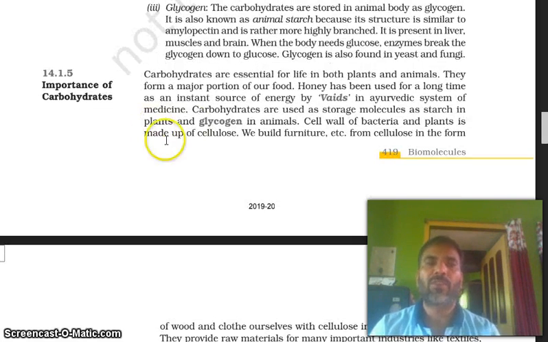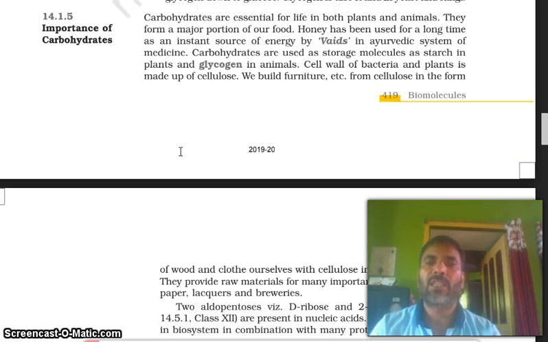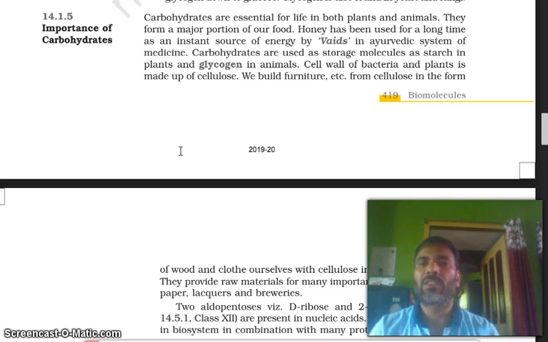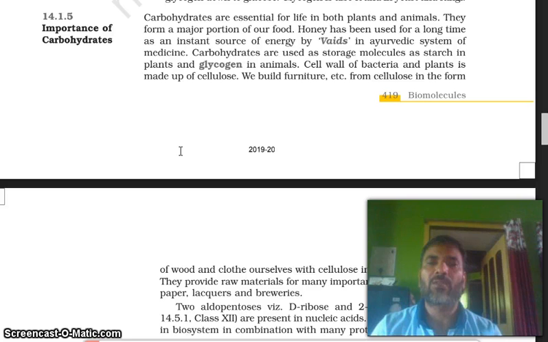So, importance of carbohydrates. Carbohydrates are essential for life in both plants and animals. They form a major portion of our food. Honey has been used for a long time as an instant source of energy, whereas in the Ayurvedic system of medicine, carbohydrates are used as a storage molecule, as starch in plants and glycogen in animals. The cell wall of bacteria and plants is made up of cellulose.